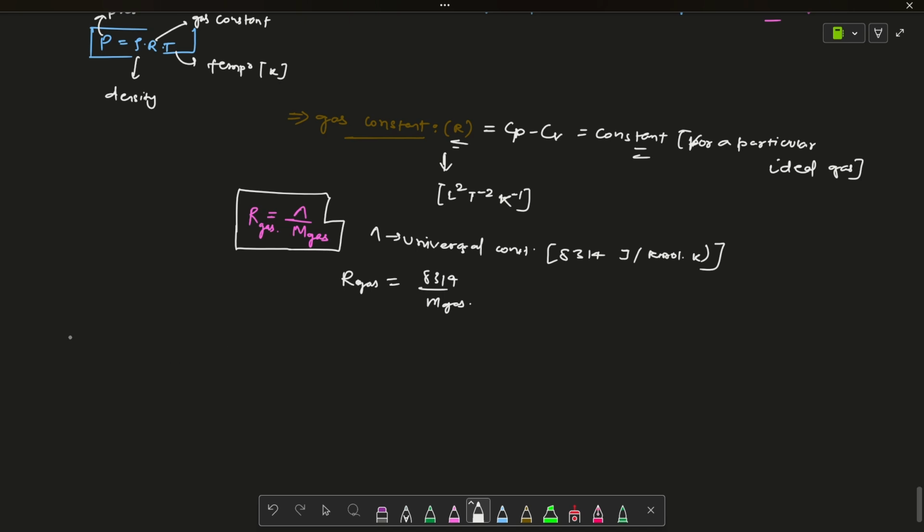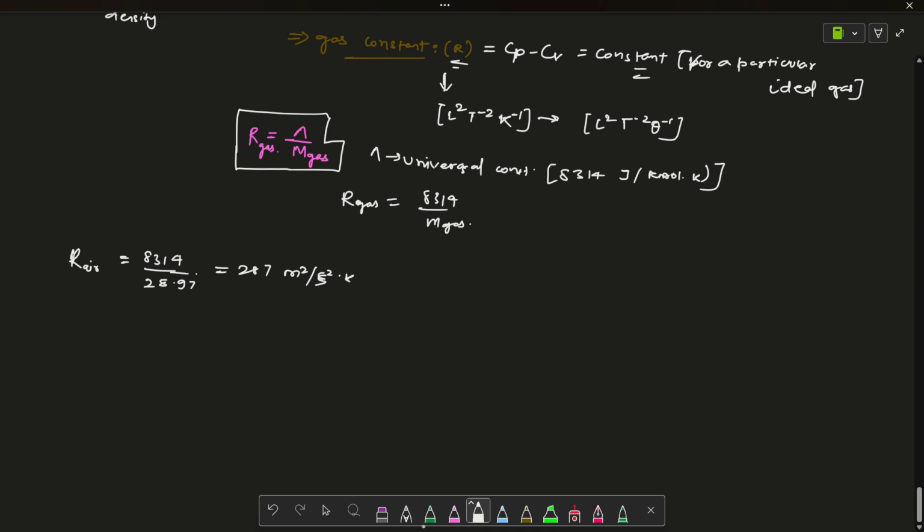For example, if we want the gas constant for air, we take 8314 and divide by the molecular weight of air, which is 28.97, and it will come to around 287 meter square per second square Kelvin. See the dimension: L squared T to the minus 2 theta to the minus 1. In many books you will see it written as L squared T minus 2 theta minus 1. The notation will depend on the book, so keep that in mind and don't get confused here.